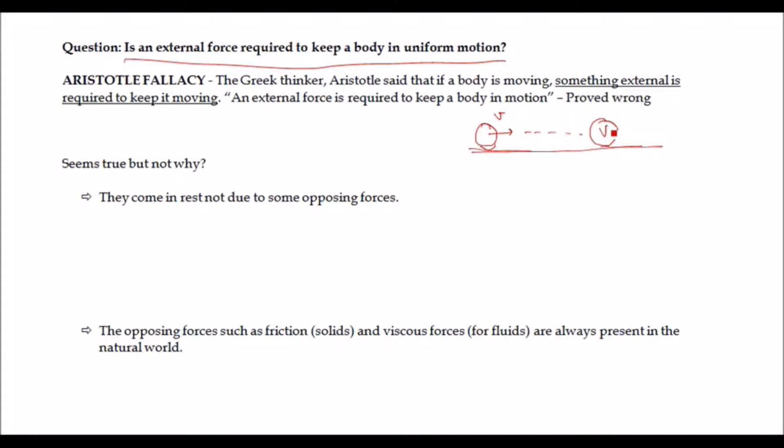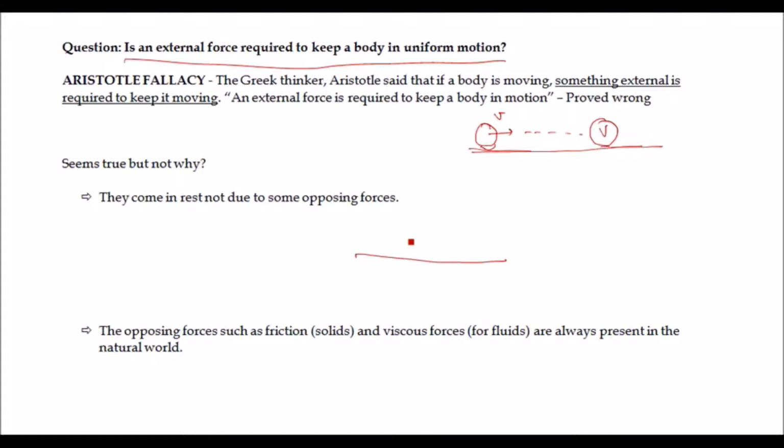However, it was proved wrong. Why was it proved wrong? Because if you see it at first glance, it seems to be true, as we need some force to keep this body in uniform motion, otherwise the body will stop. However, they come to rest due to some opposing forces in nature.